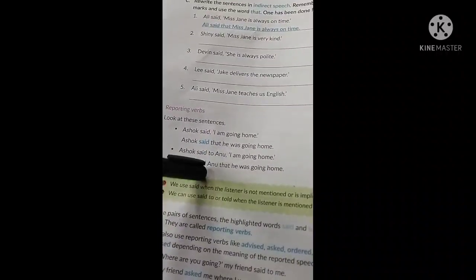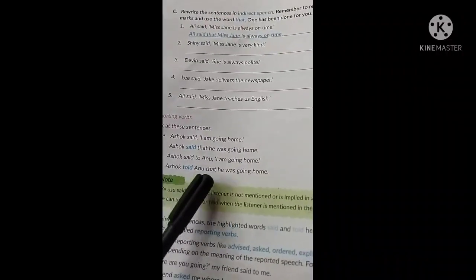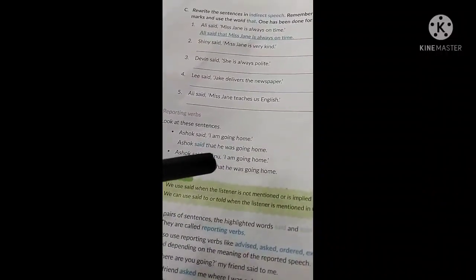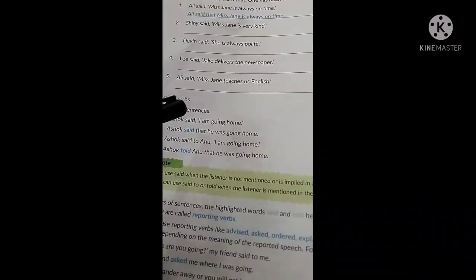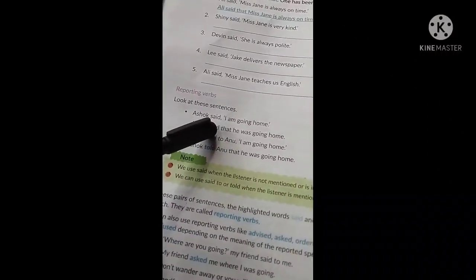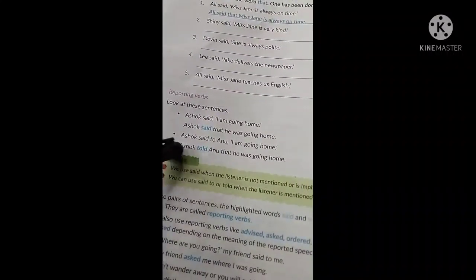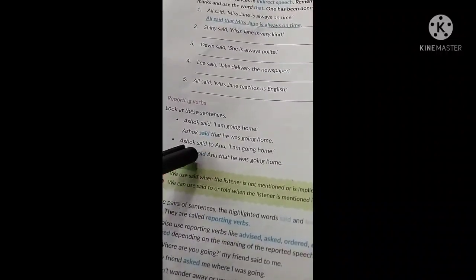But in the second set of sentences, Ashok told Anu that he was going home, here you can notice the words said to have been changed to told when the listener is mentioned in the sentence. Remember, if there is no listener in the sentence, not mentioned or not implied, we only use said. But when there is a listener in the sentence, the verb said to is changed into told.